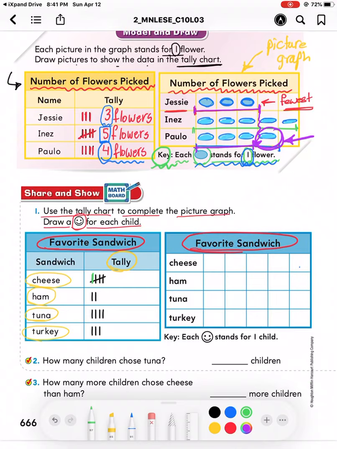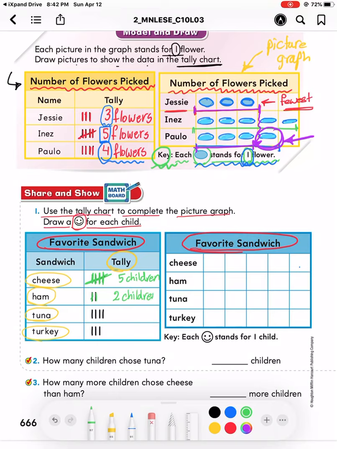So if I asked you, how many children liked the cheese sandwich and consider it their favorite sandwich? Let's count together. 1, 2, 3, 4, and 5, right? So as long as I have 5 tally marks, it means 5 children. Okay. Then what about the ham? Let's count together how many tally marks we have here. 1, 2, which means this ham sandwich is the favorite sandwich for only 2 children.